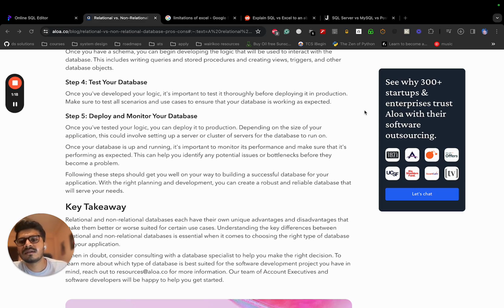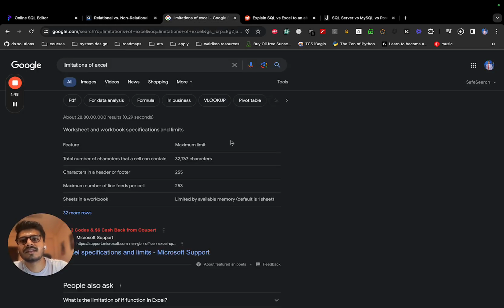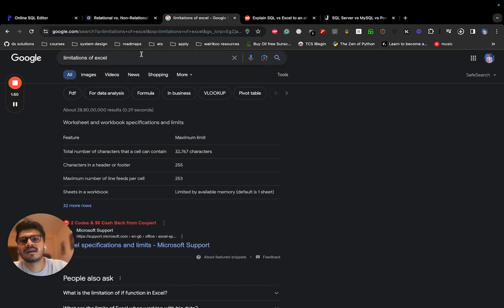People usually debate why we need a database in the first place, why we can't use Excel, because it does the same job. Yes, you can use Excel, but it has some limitations. Let's understand when to use Excel. Excel can be used if you have very small data, because it has a limit on the number of cells. As you can see, the total number of characters in a cell and other limitations are there with Excel, so you have to take that into consideration.